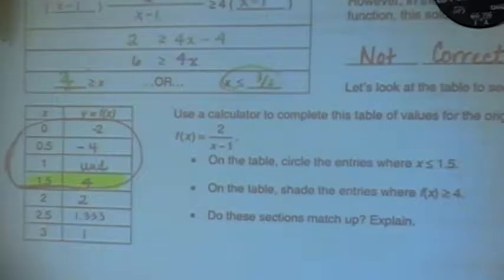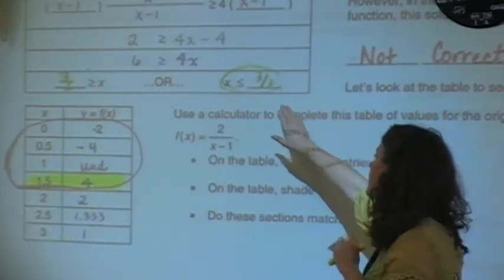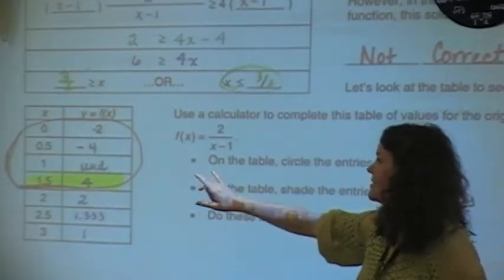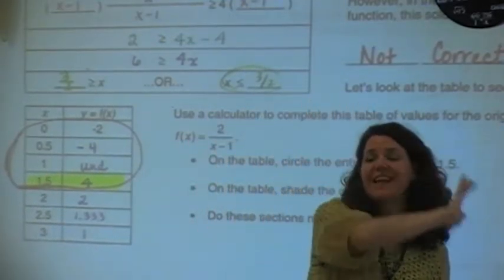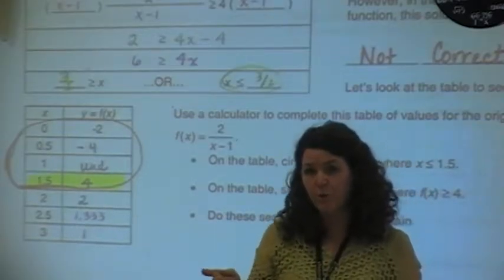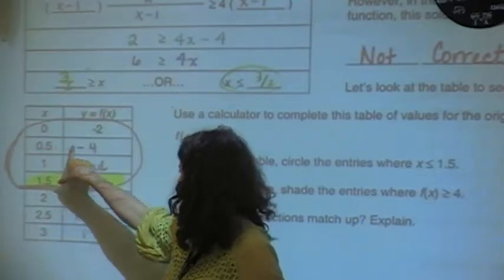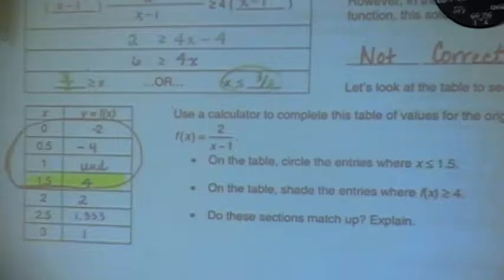Now, do these two sections match up? No. I mean, yes and no. They match up right here, but when we solved this problem out, it said where x is less than or equal to 1.5, not just where x is equal to 1.5. It said all the answers less than 1.5 would work. And this doesn't work, and that's less than 1.5. And that doesn't work, and that's less than 1.5. So the two areas don't really match up. So we're going to see if we can figure out why.